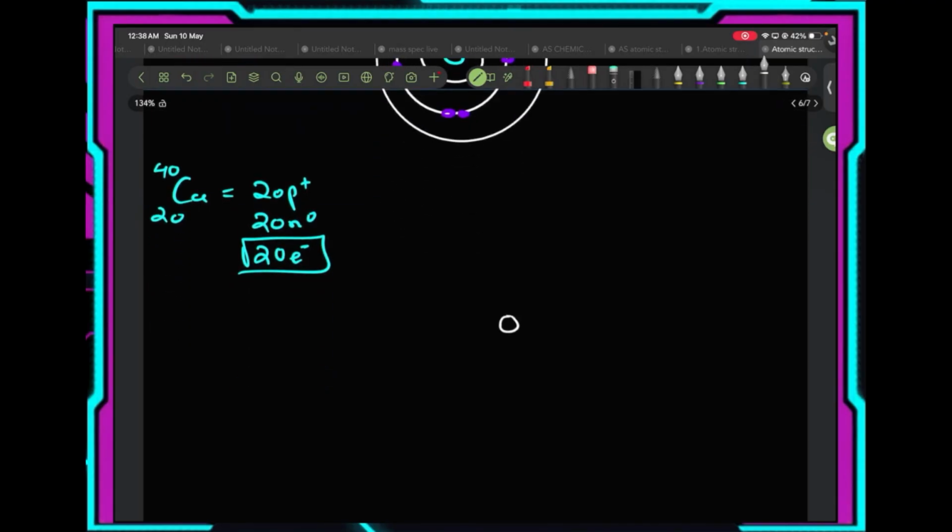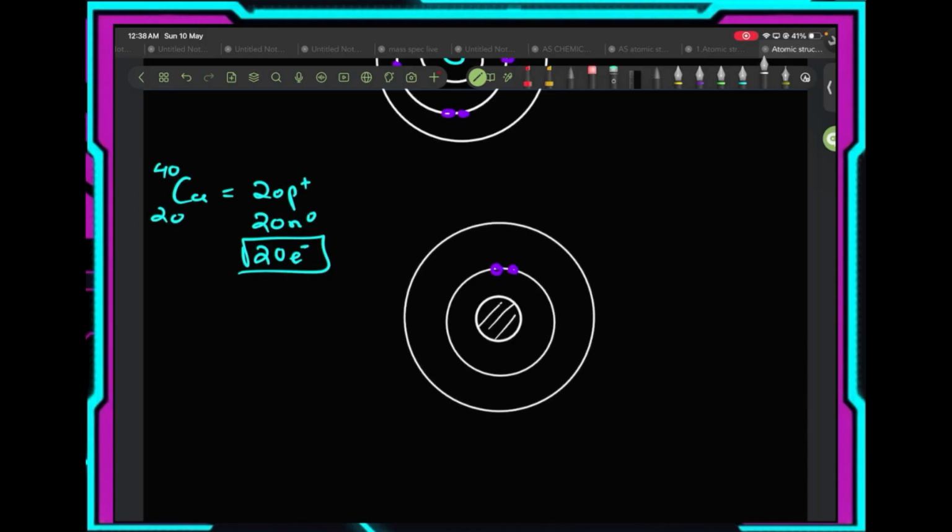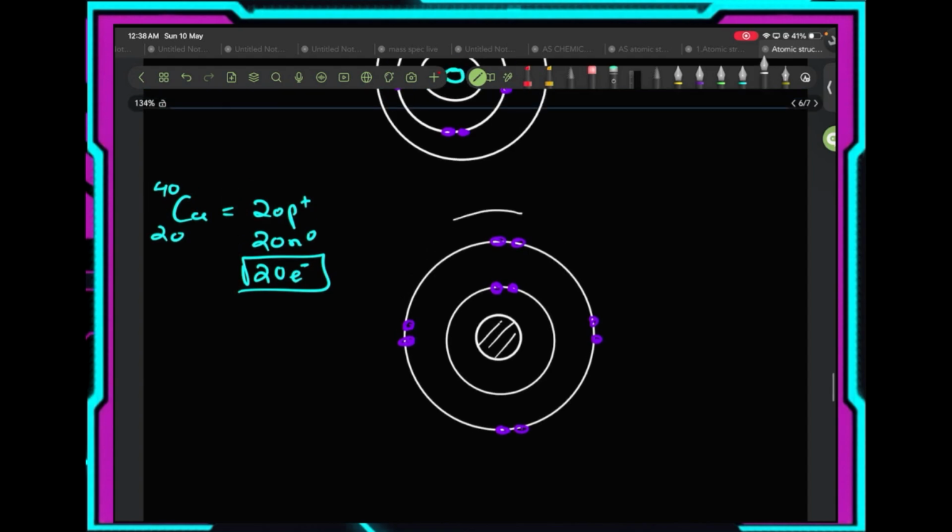So this is the nucleus. I'll just shade the nucleus. This is the first shell. How many electrons? 2 electrons. Then this is the next shell. We need that for accommodating 8 more electrons. 1, 2, 3, 4, 5, 6, 7, 8. Now we're done with 10 electrons. 10 are still left, so we have to move on to the next shell.